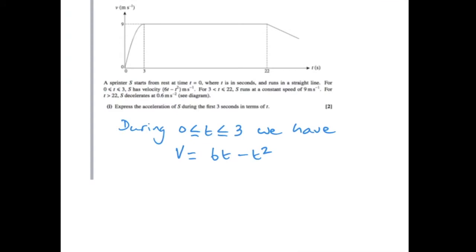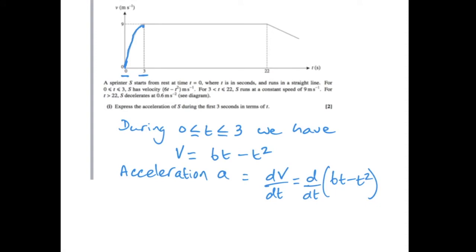Notice that during the first 3 seconds we have that the velocity is given by the formula 6t minus t squared. This is the curved section at the beginning of the graph, and we will use this to calculate the acceleration. Notice that the acceleration is given by the derivative of the velocity, and so we have that a must equal 6 minus 2t, and not forgetting that the units of acceleration are meters per second squared.